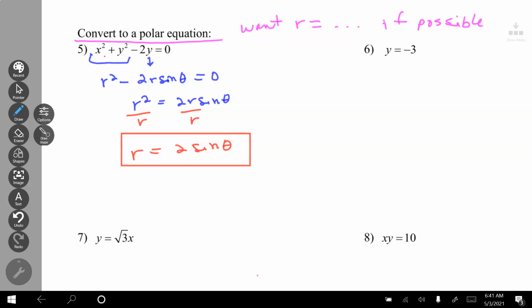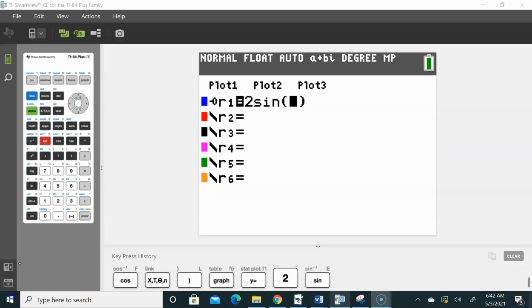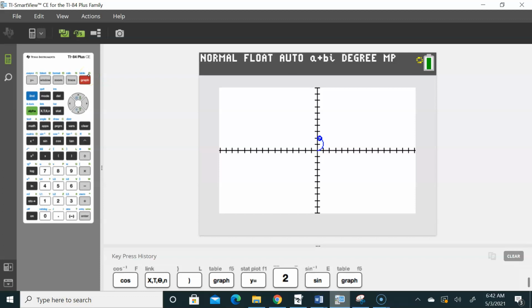Now, I should know that x squared plus y squared is going to be a circle, but I could put r equals 2 sine of theta in the calculator, and it should be a circle. I'm in my calculator, in polar mode, 2 sine theta, I hit graph, and there we go. It's a tiny little circle, but it is a circle.